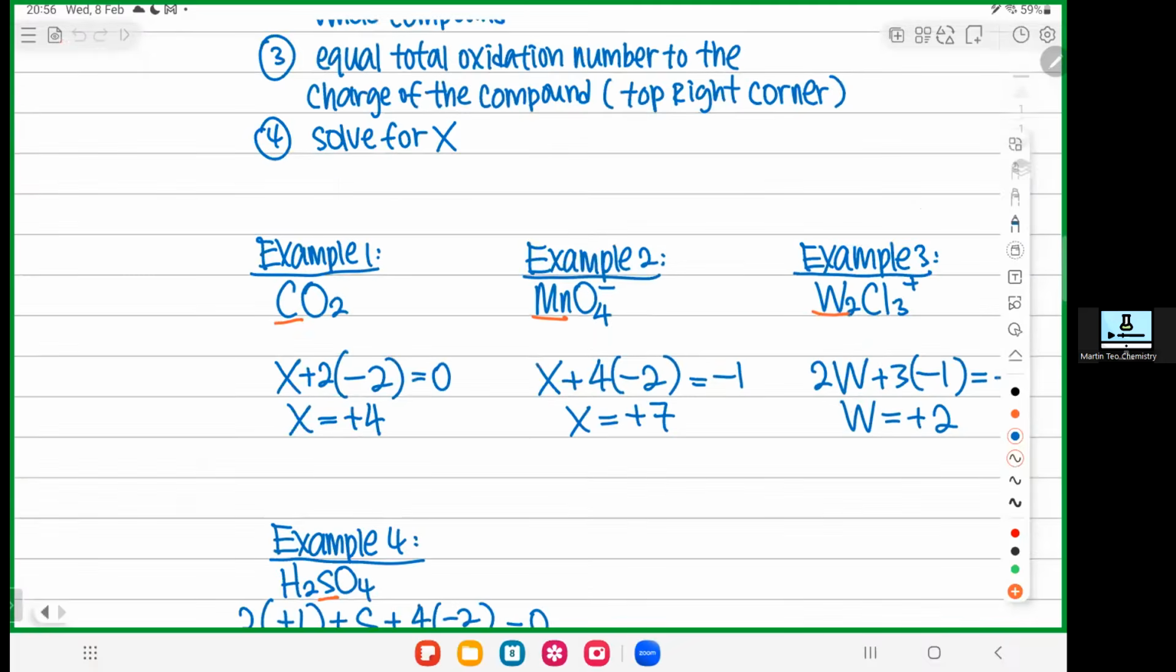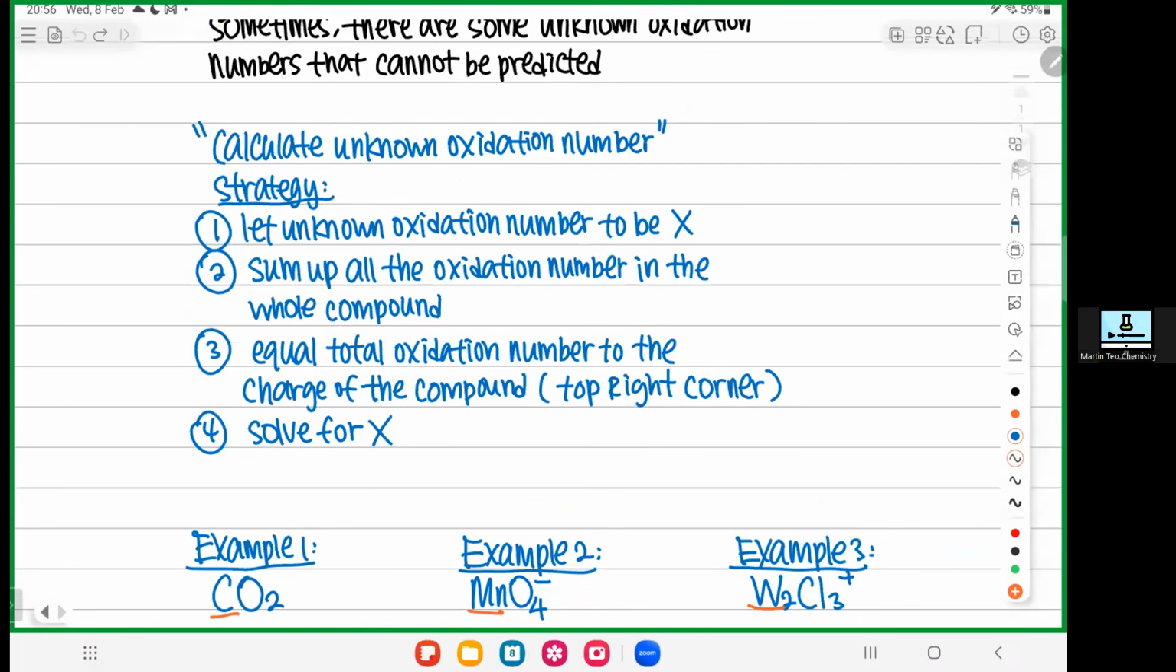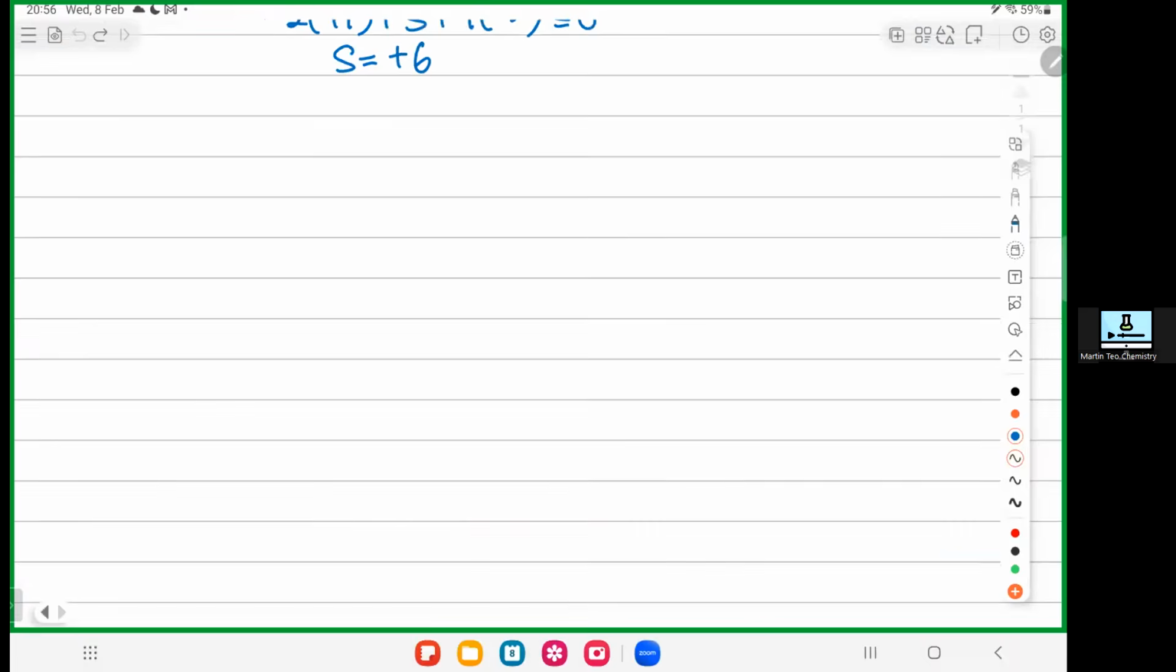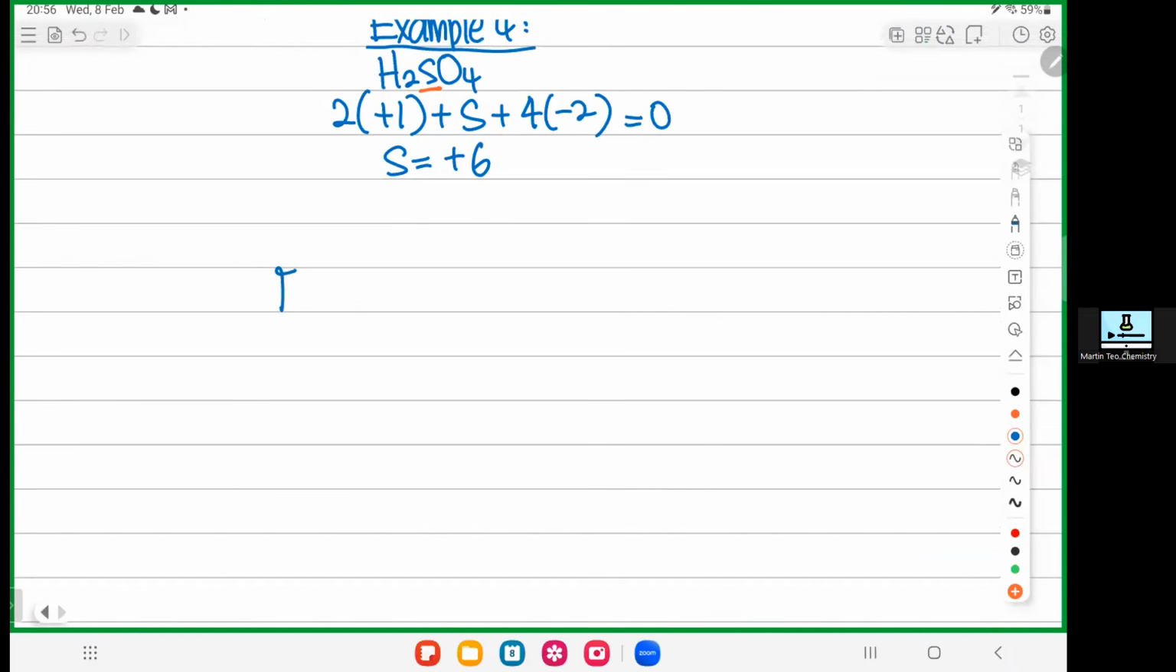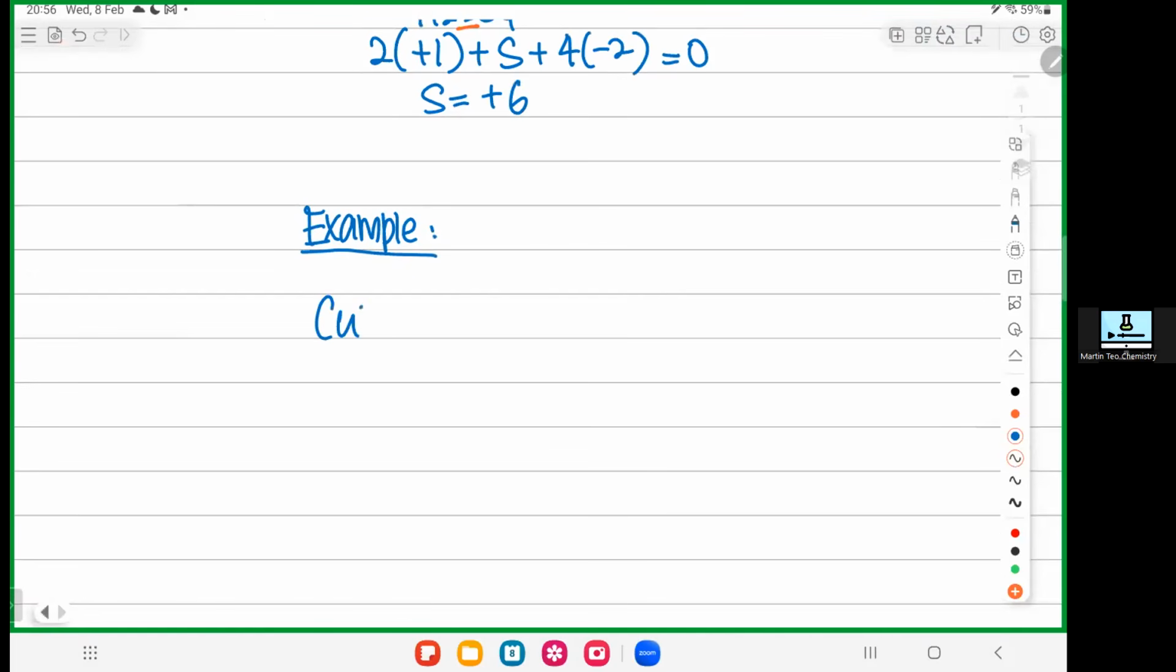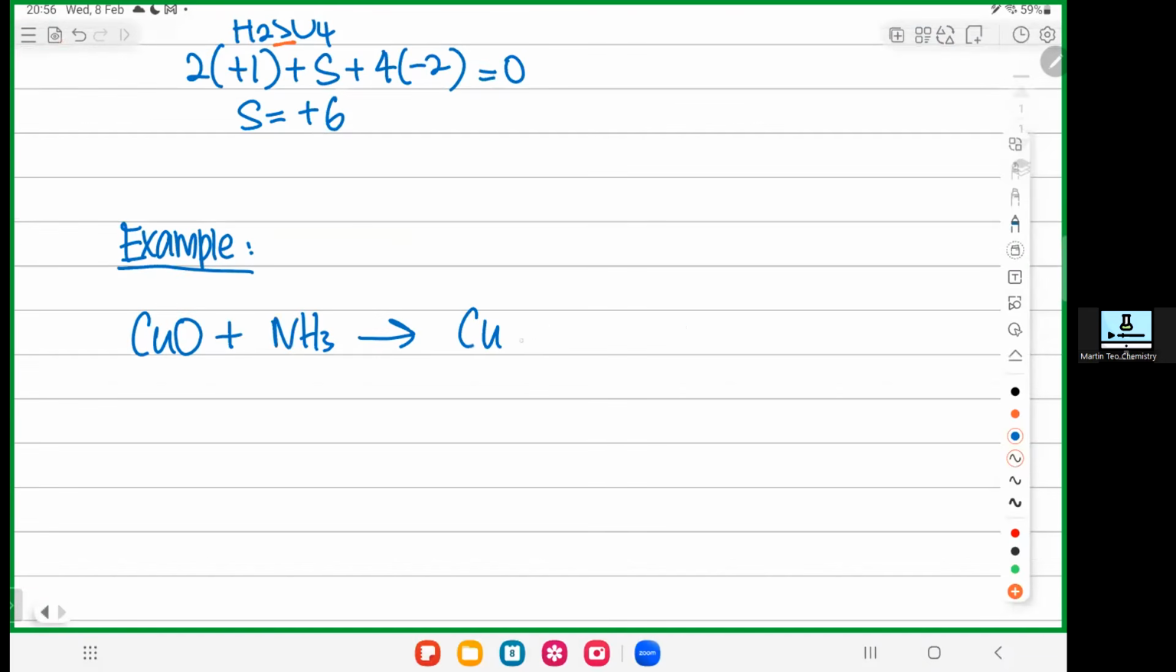How to apply, why we need to know all these unknown oxidation numbers. So let me show you using one example, and you can clearly see what is happening here. Let's say we have copper oxide, and we have ammonia, then you become copper, you become water, and you become nitrogen gas. No need to memorize.